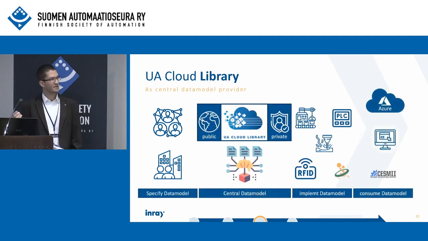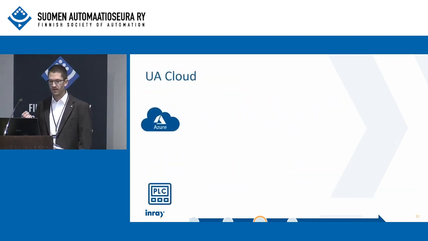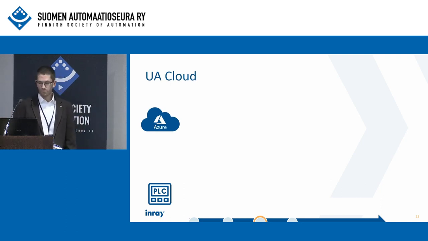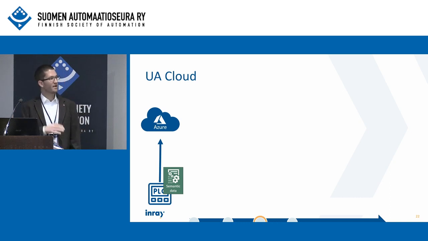Then, various applications can either use these data models via connecting directly to the OPC UA servers or via accessing the UA Cloud library, which provides us the possibility to use OPC UA PubSub to publish data and share the same semantic data model in the shop floor and on the cloud.